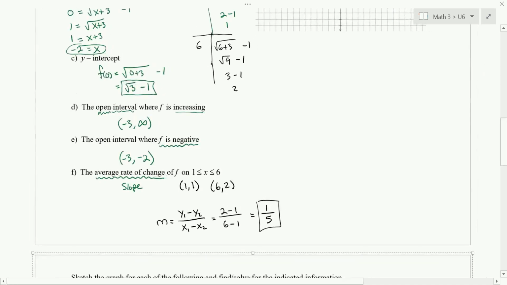Question, yeah. It doesn't matter, as long as whatever you use for the first y, you match that up with the x. The x and y should come from the same coordinate pair. But whether you make it a 2 or a 1 doesn't matter. Yeah. Okay.